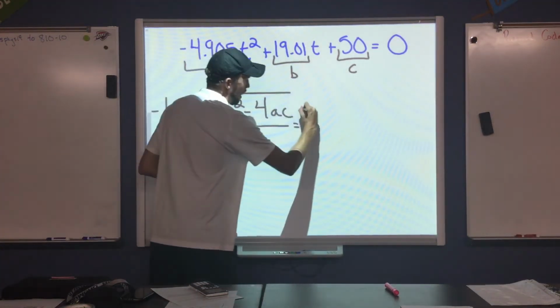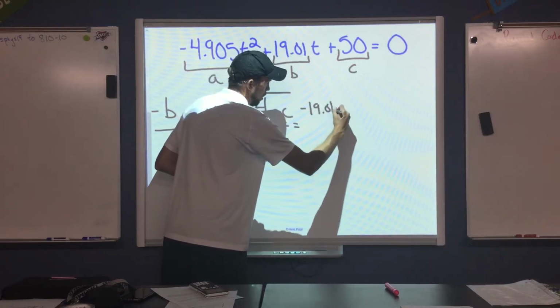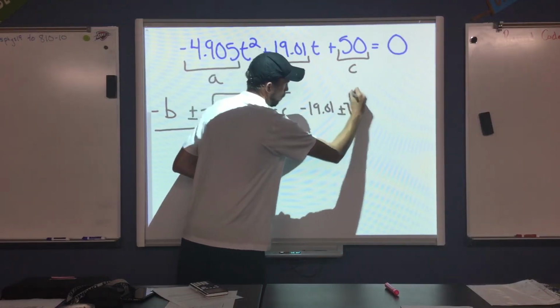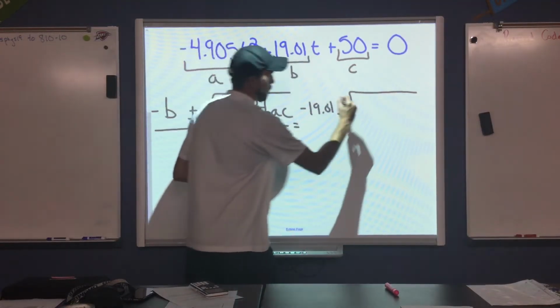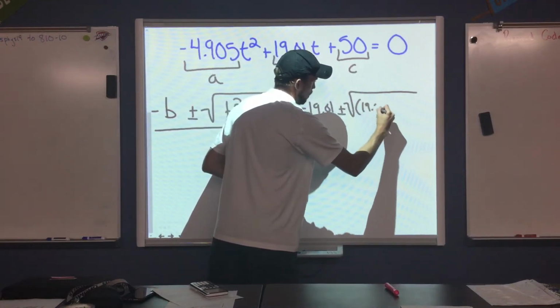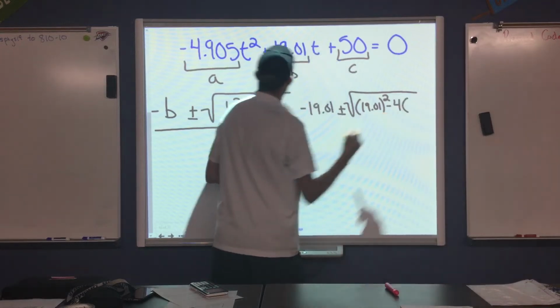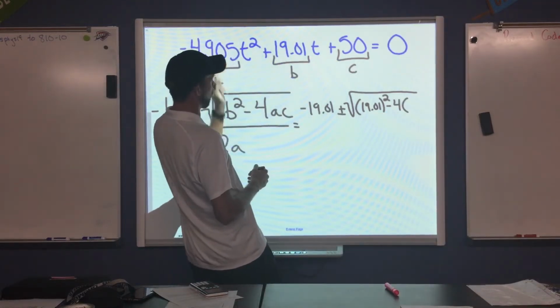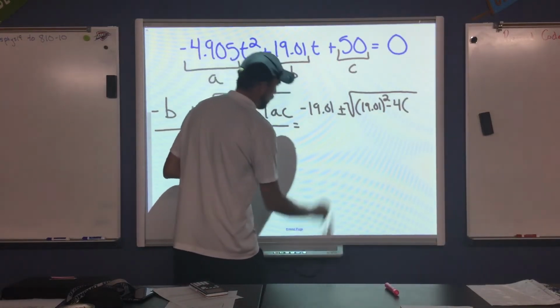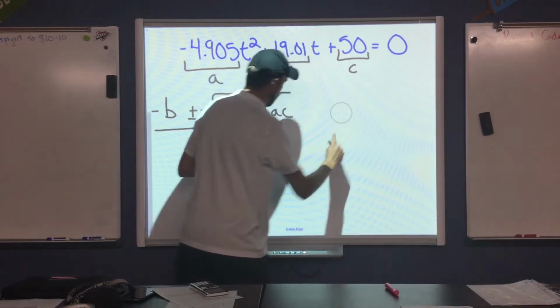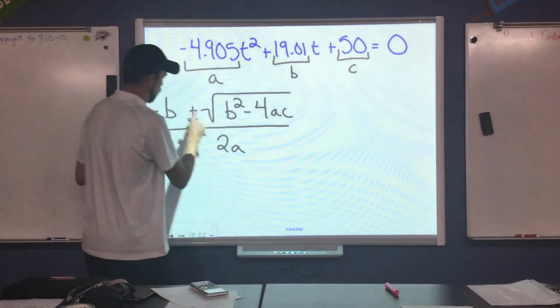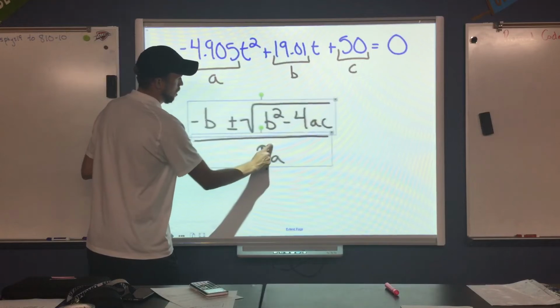Negative b, so negative 19.01 plus or minus the square root, probably run out of space here, 19.01 squared minus 4 times a, which is negative 4.905 times 50. And I'm just going to go ahead and work below this because I know I'm going to run out of space. So here we go.